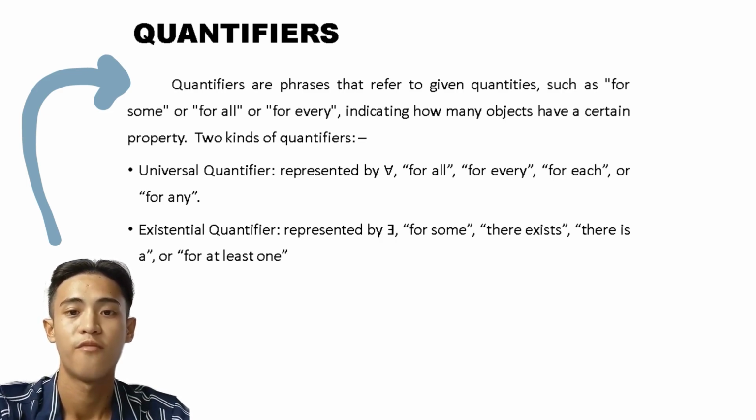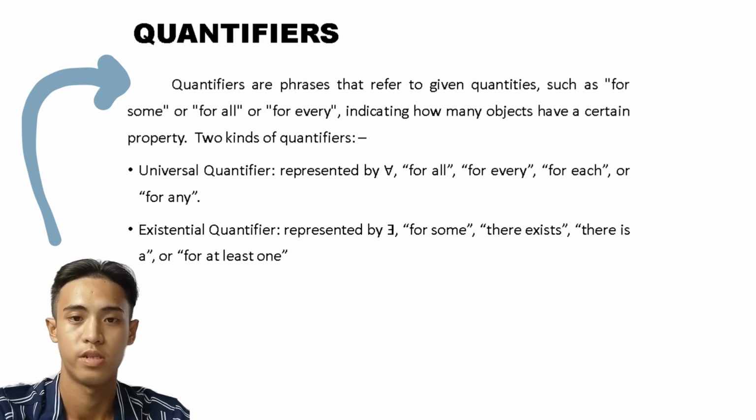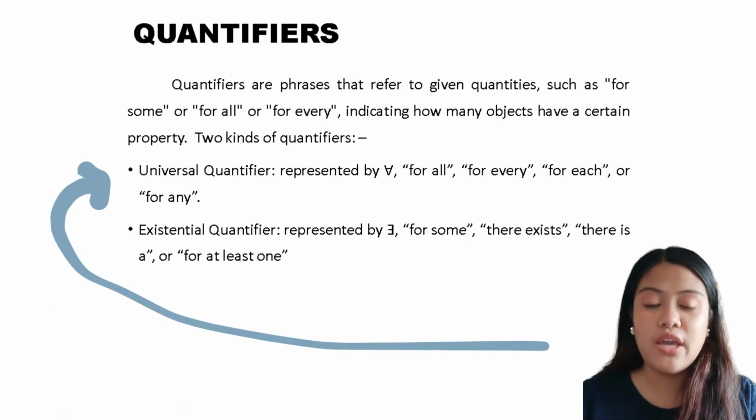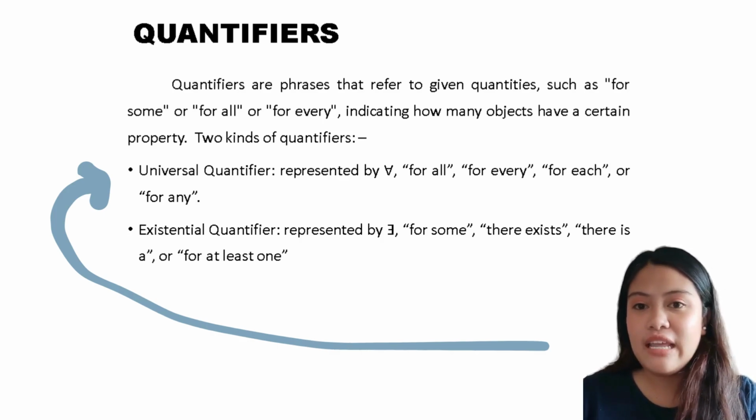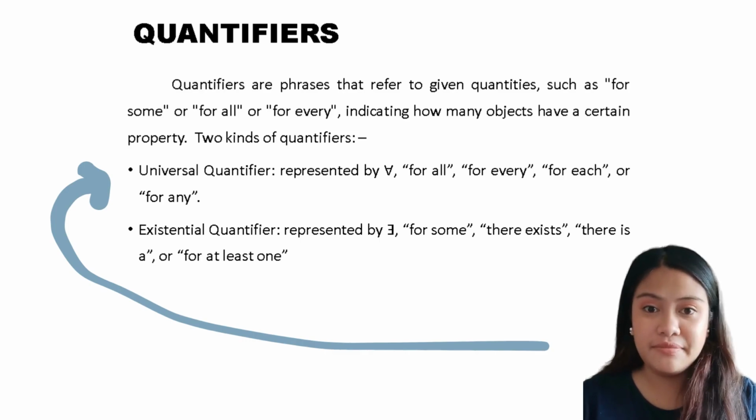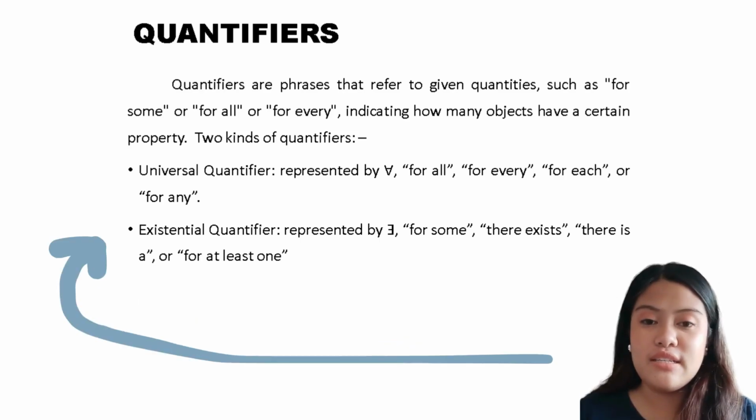Quantifiers. Quantifiers are phrases that refer to given quantities, such as "for some," "for all," or "for every," indicating how many objects have a certain property. There are two kinds of quantifiers. The first one is the universal quantifier. It is represented by an upside-down A, as in for all, for every, for each, or for any. The second one is the existential quantifier. It is represented by an E that is flipped to the right, as in for some, there exists, there is a, or for at least one.